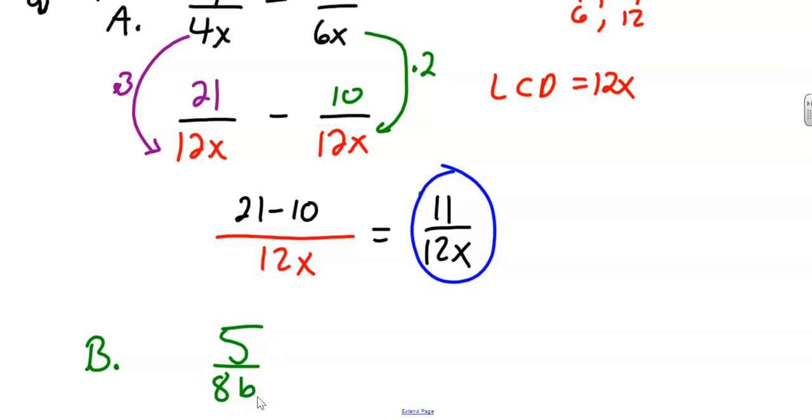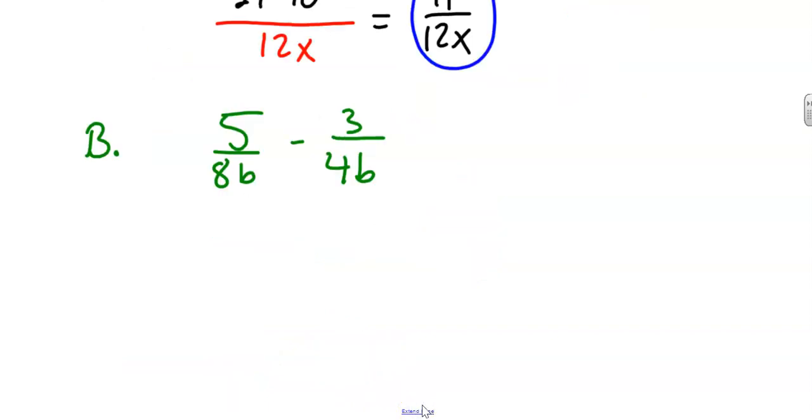Okay, so let's go 5 over 8b minus 3 over 4b. Okay, 8 and 4, again, as you get bigger, the first number they'd have in common would be 8, so the least common denominator would be 8b.